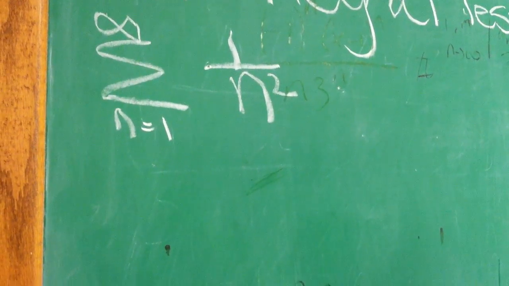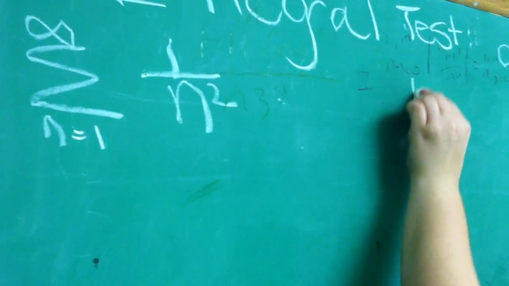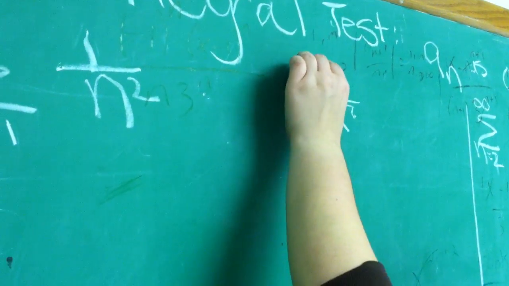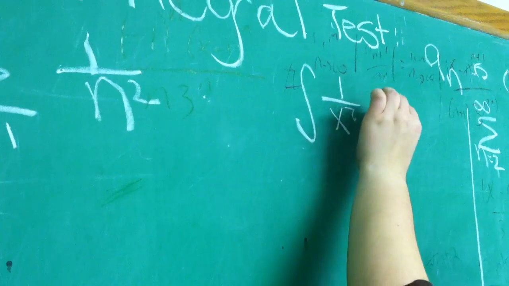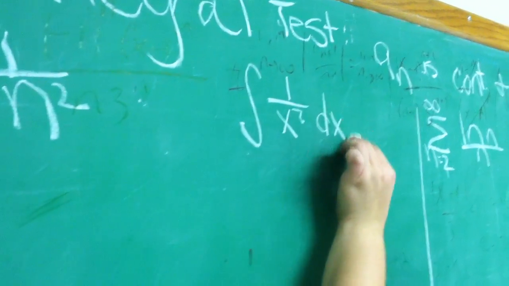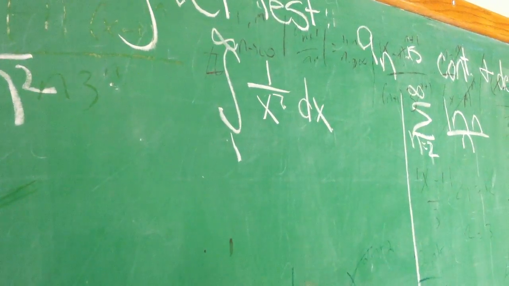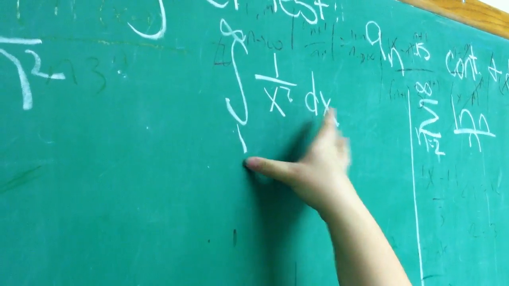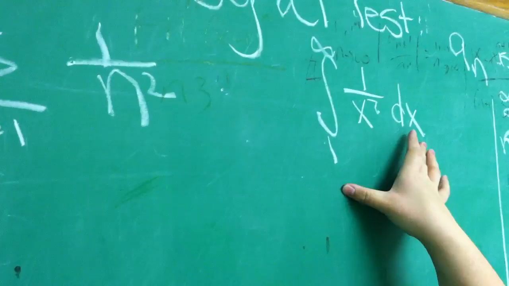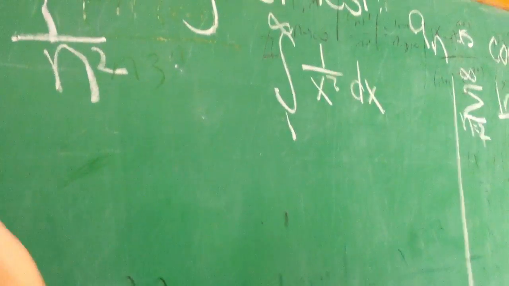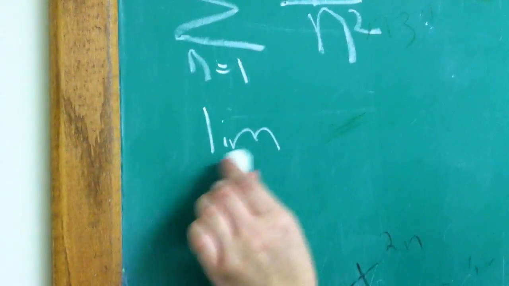So what we can do is take this and have 1 over x squared, and then we're going to integrate it from 1 to infinity. If this converges, the series will also converge, but if this diverges, the series will diverge. So look at this, we have to have a limit because it's improper.